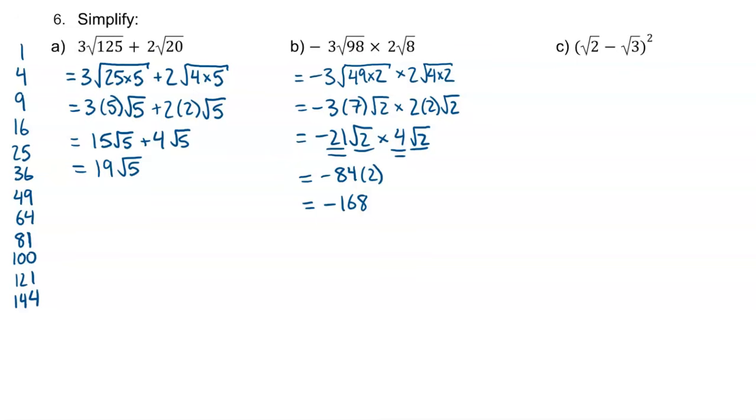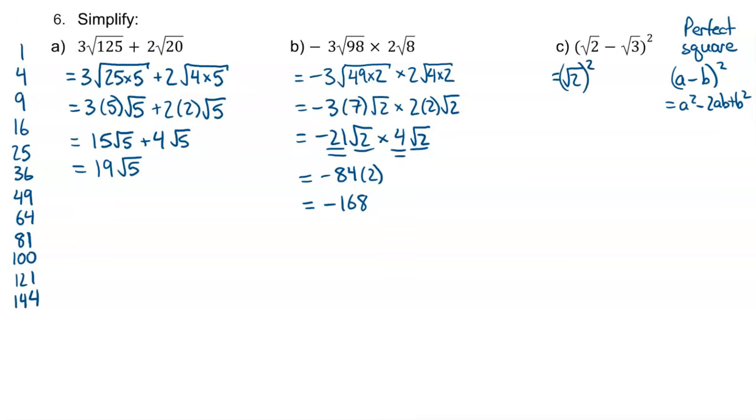The third situation is a perfect square. Remember, if we have something like a minus b all squared, that's not just a squared minus b squared. If you think about foiling that out, first, outside, inside, last, it has two sets of brackets. It gives you a squared minus 2ab plus b squared. You have that middle term of minus 2ab. So let's apply that in this particular case.